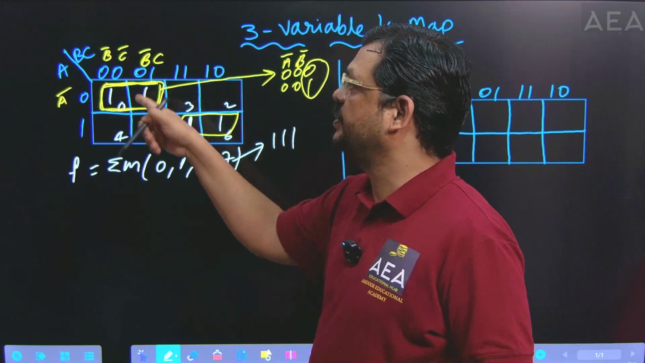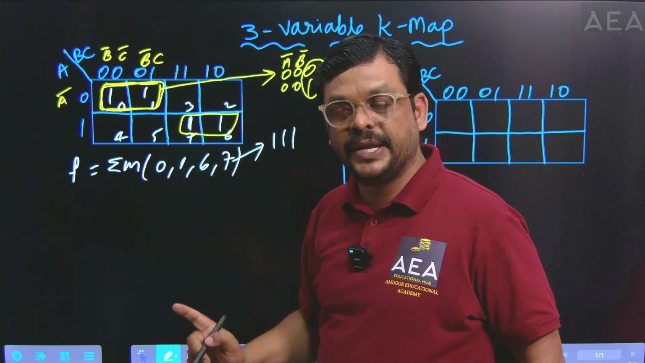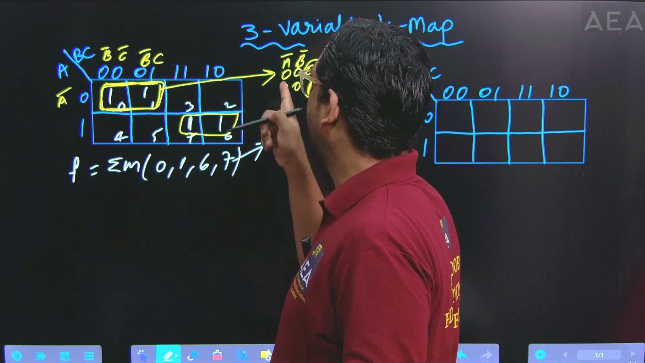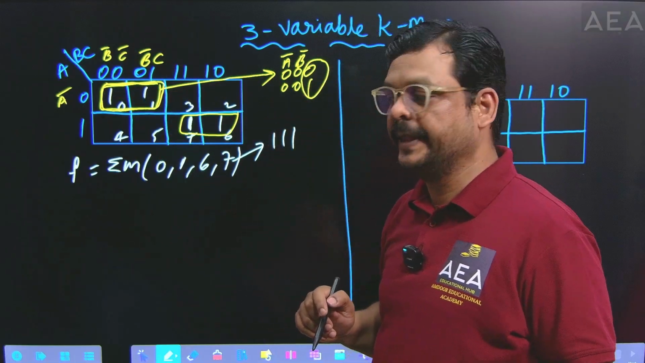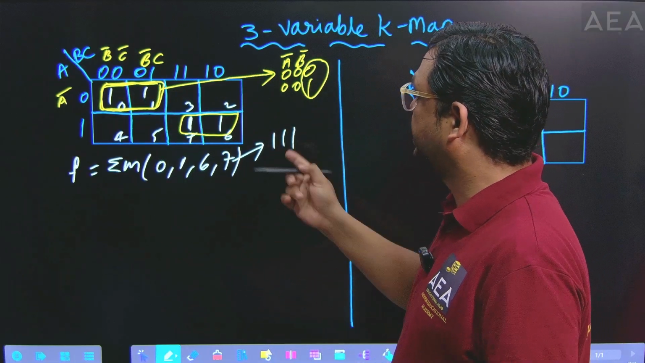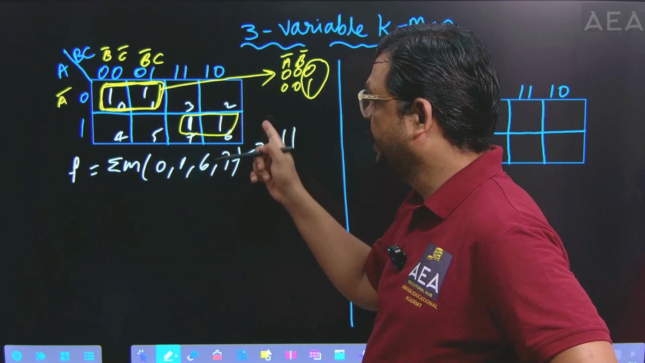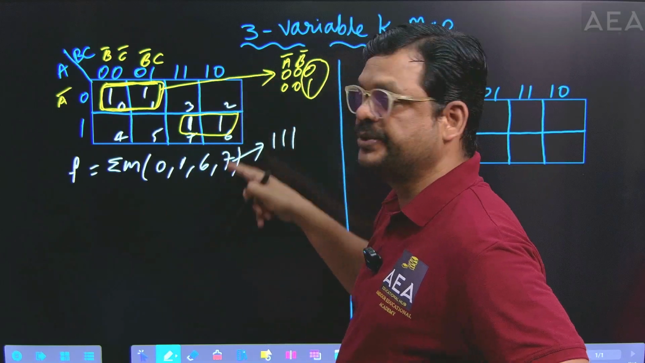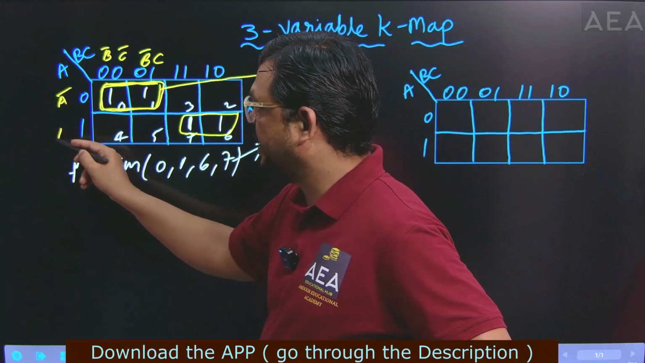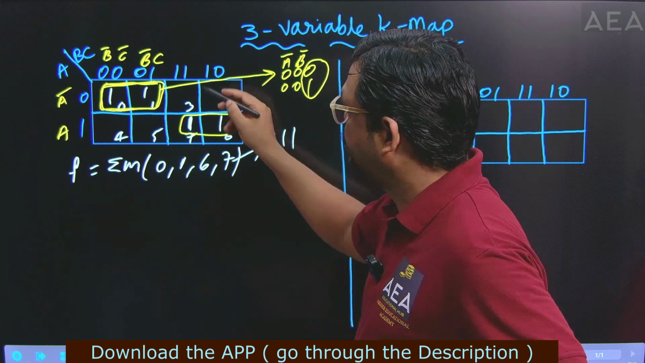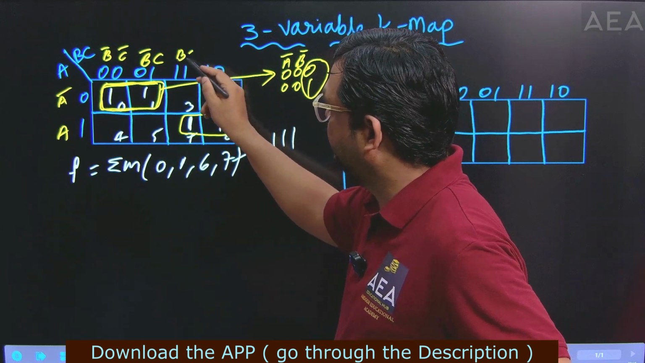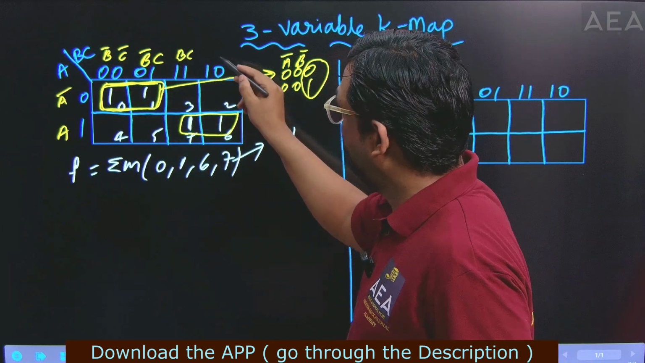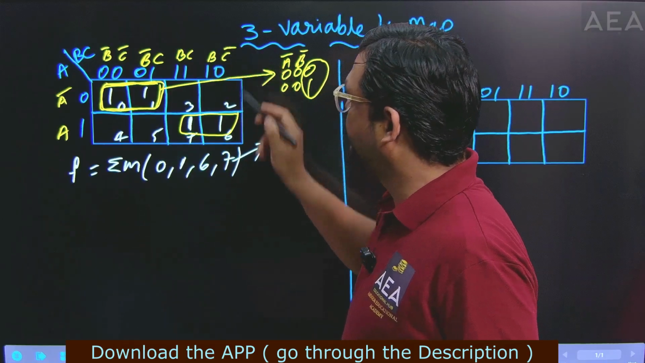From these two columns, which one is common? B bar is common. So finally, you have to write A bar B bar. And similarly, I want to take this pair expression. See, this pair covers one row, two columns. This row value is 1, so we can write A, and these two columns here are 1 1, so BC, because these variables are BC, and 1 0, so this is BC bar.